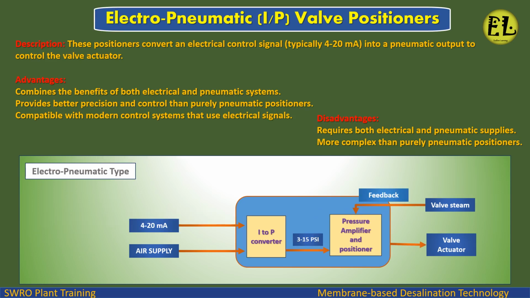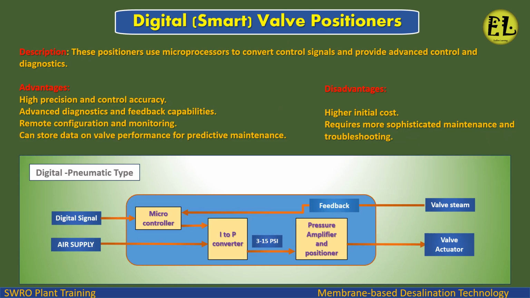Electropneumatic I/P valve positioners. Description: these positioners convert an electrical control signal, typically 4 to 20 mA, into a pneumatic output to control the valve actuator. Advantages: combines the benefits of both electrical and pneumatic systems, provides better precision and control than purely pneumatic positioners, and is compatible with modern control systems that use electrical signals. Disadvantages: requires both electrical and pneumatic supplies, and is more complex than purely pneumatic.